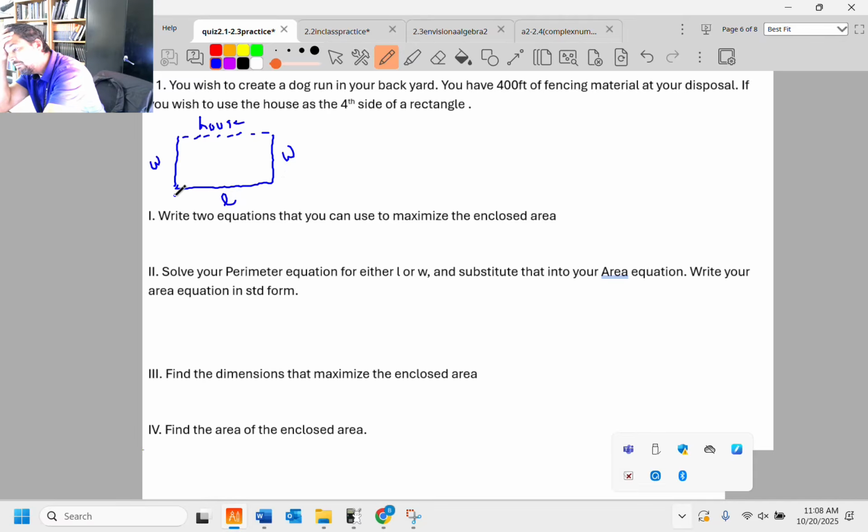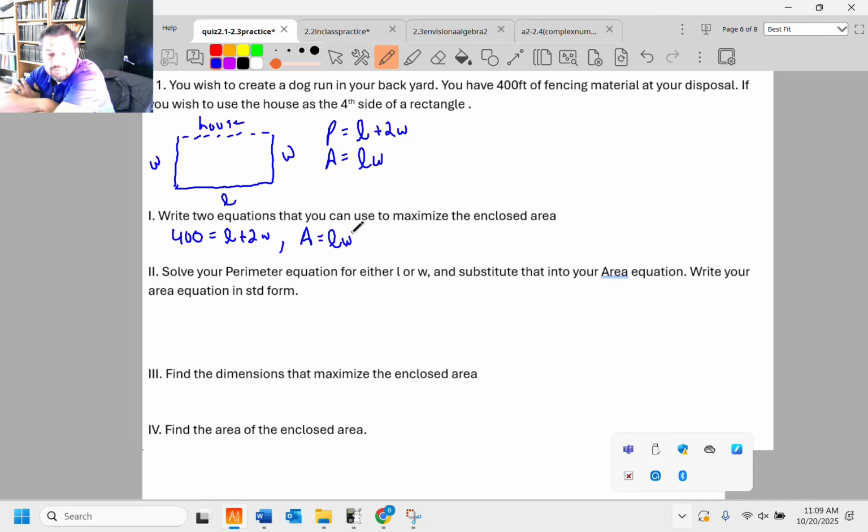So if I talk about the perimeter of this rectangle in regards to the material I have, its perimeter is a single length plus 2 widths. So this is part 1. Now, the perimeter is 400 foot, so it's 400 equals a single length plus 2 widths. Now, the area of any rectangle is length times width. So there's my other equation. Now, part 2 says solve your perimeter equation for either the length or the width and substitute that into your area equation. Write your area equation in standard form.